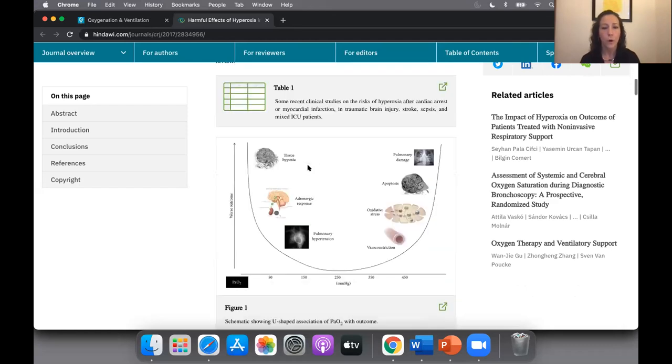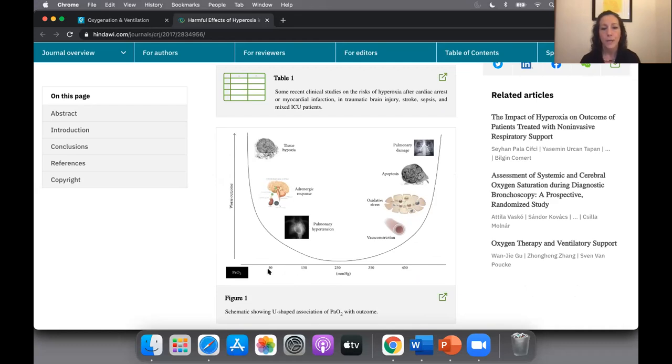I don't want to read the whole article to you, but I do want to point out this one image, which has PaO2 in millimeters of mercury, and this graph that shows worse outcomes. In between these levels, 150 to around 350, 400, you might have some benefit. But if your oxygen levels get too low, then you see tissue hypoxia, a stress response or adrenergic response, pulmonary hypertension. But you also have worse outcomes when oxygen levels get too high: vasoconstriction, oxidative stress, cell death or apoptosis, and pulmonary damage. So when we're treating our hypoxemic patients, giving too much oxygen can be detrimental, as can giving too little. That's the most important thing to recognize.